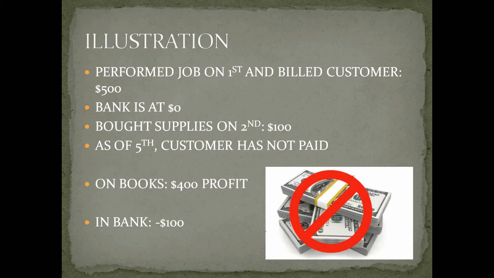And even if, let's say, you hadn't bought those supplies on the second, let's say that amount is zero, the bank is still at zero. But on the third or the fourth, rent is due. Well, there is no money available to pay the rent because that $500 is still not in the bank account. So even if the bank is showing $0 instead of negative $100, you're still going to be showing a $400 profit, and yet there is no cash.